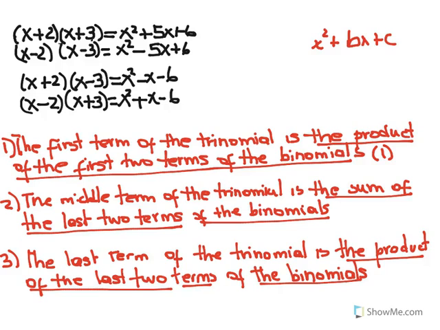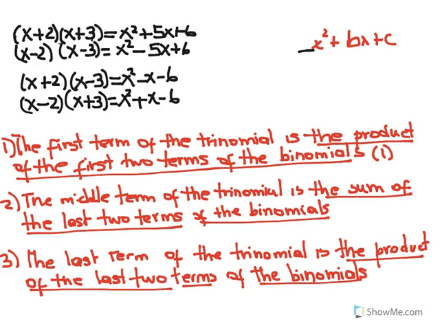Okay, so we are going to learn how to factor trinomials where the leading coefficient is 1. In other words, the trinomial is going to look like x squared plus some coefficient times x plus another number. So the standard form for that trinomial is going to be x squared plus bx plus c.